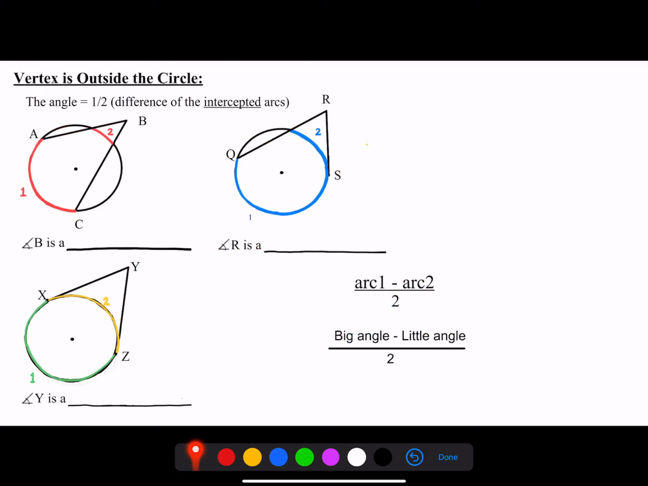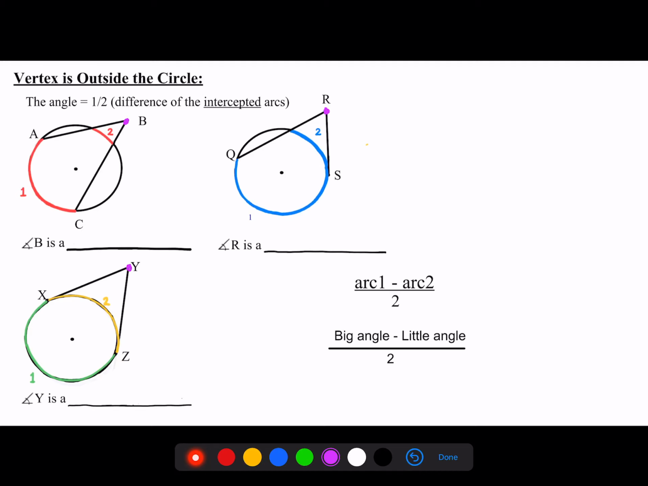All right. Next up, if the vertex is outside of the circle. This is where we start talking about these two different formulas, and this is where it starts getting a little bit more complicated, but as long as you pay attention, it's not too bad. So, looking at all of these, one thing that they all have in common is they all intersect. The vertex is found outside the circle.